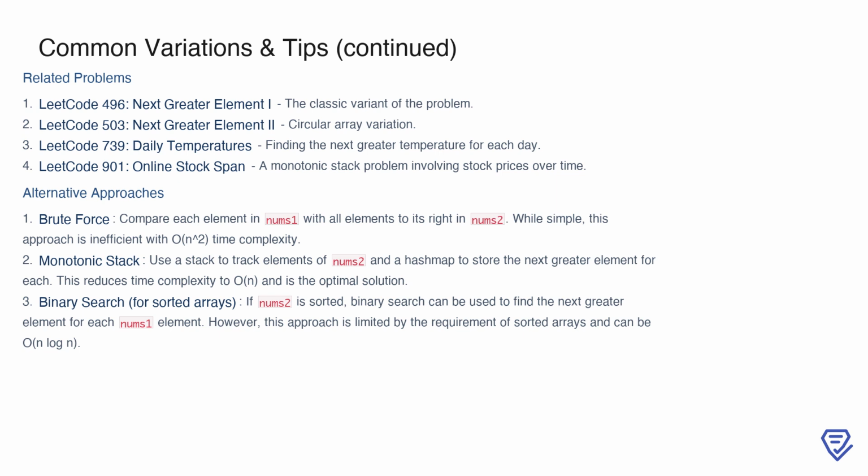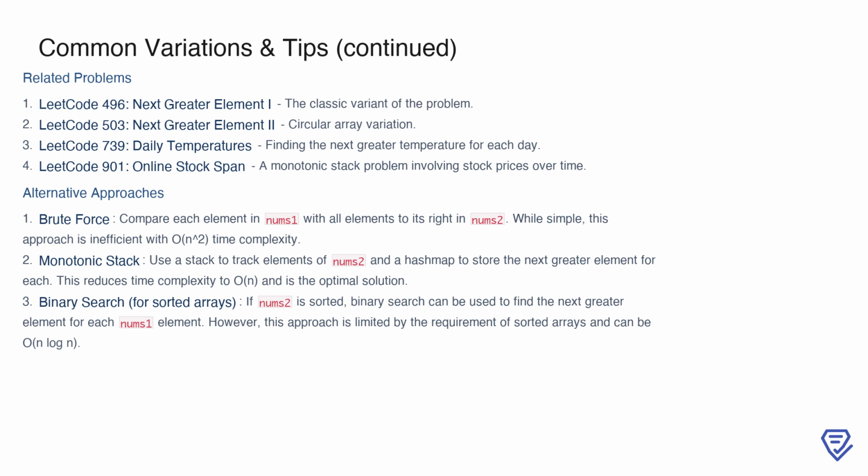There are also alternative methods to solve the original problem. The brute force approach, while straightforward, involves comparing each element in nums1 with all elements to its right in nums2, leading to a time complexity of O(n squared). This method is simple but inefficient. The optimal solution uses a monotonic stack to process nums2 and a hash map to store the next greater elements, reducing time complexity to O(n).